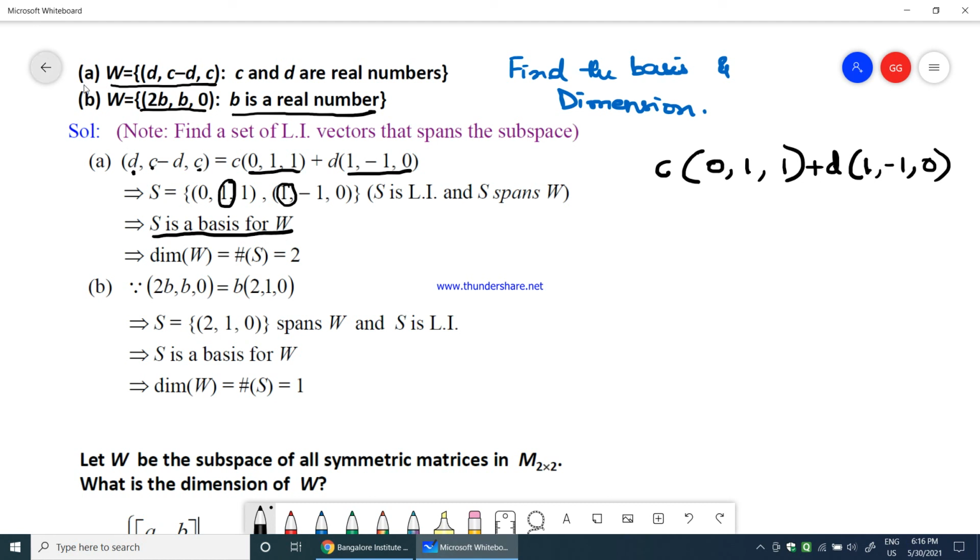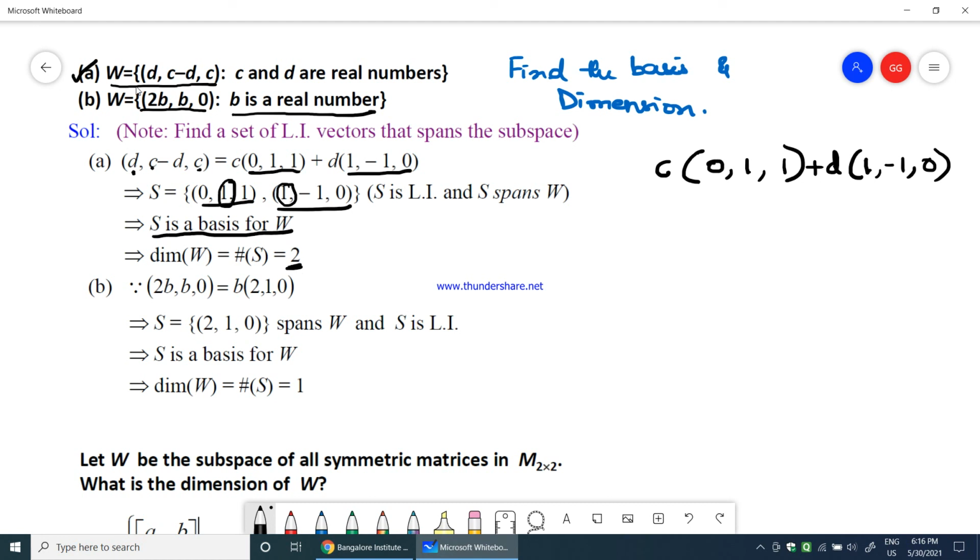So therefore S is what is considered to be the basis for W. We found the basis for the first problem. Now what is the dimension? We have two bases here. This is one basis and this is the second basis. Therefore the dimension of this S would be equal to 2.